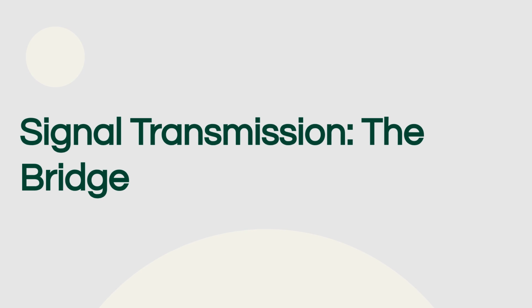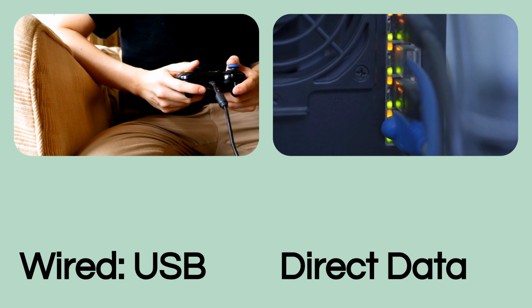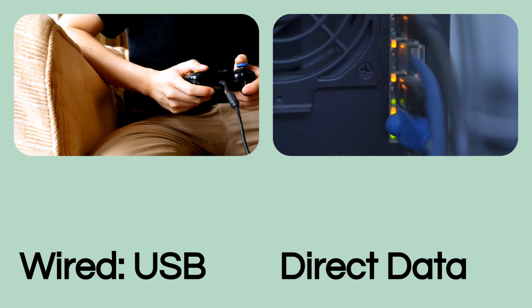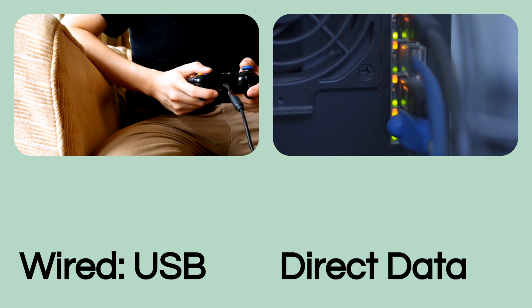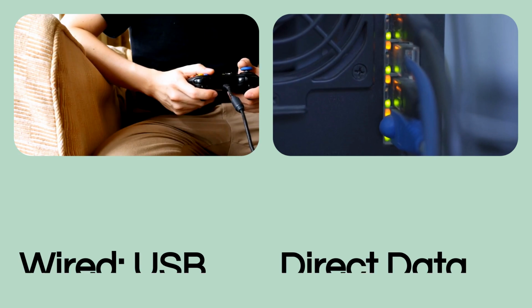Once the controller generates these digital signals, they need to travel from your hands to your gaming system. This is where signal transmission comes into play, acting as the invisible bridge. Wired connections, like USB, offer a direct and reliable data transfer. The electrical signals travel instantly through the cable, ensuring minimal lag and a consistent connection. This direct link makes wired controllers a favorite for competitive gamers who prioritize responsiveness.